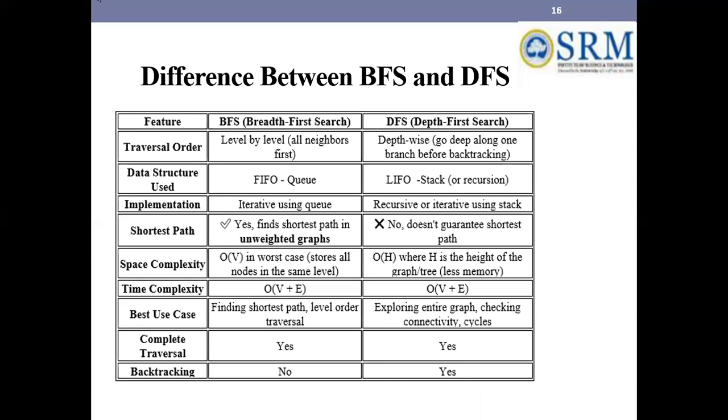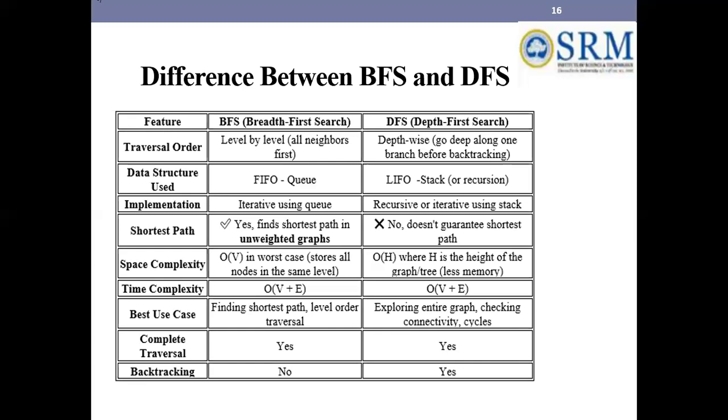What's the difference between BFS and DFS? Traversal order: breadth first search goes level by level. Depth first will go in one path, then backtrack. Here, BFS uses the FIFO property, first in, first out, a queue. DFS uses last in, first out, that is a stack. Here, the recursive concept is implemented because of the backtracking approach.